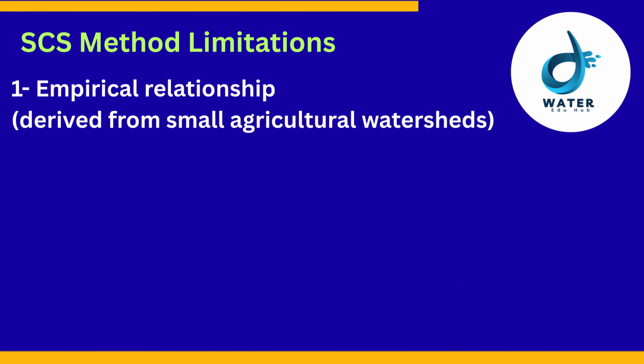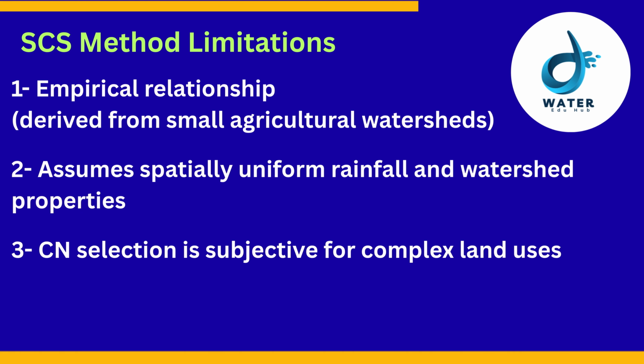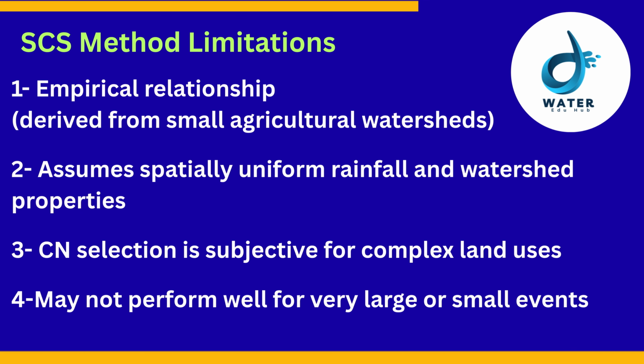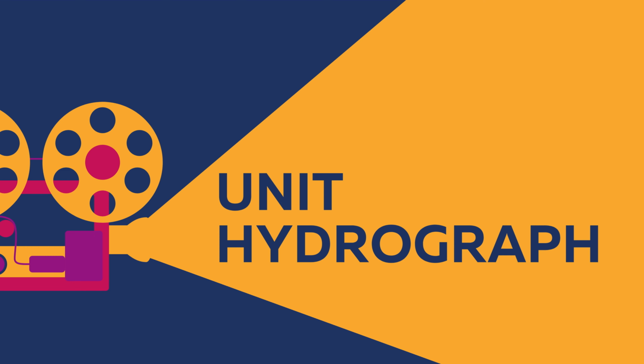First, being an empirical relationship. Second, it assumes a spatially uniform rainfall and watershed properties. Third, CN selection is subjective for complex land uses. And finally, it may not perform well for very large or very small events. Now let's move to unit hydrograph theory.